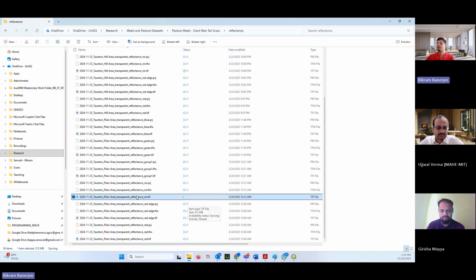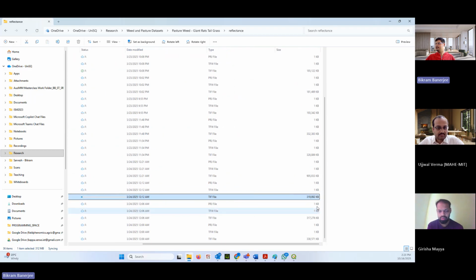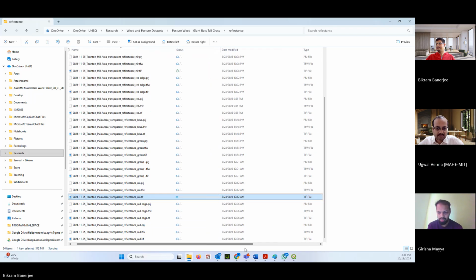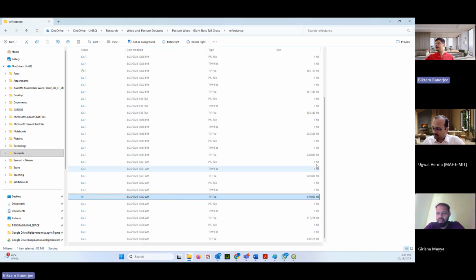So if you look at the size of the data set, you will see the plain is quite small, and it's interesting. The actual space, the region of the plain is quite small in size, but it is higher in data dimension for some reason. I think it is because we have flown much closer to the ground. I can tell you exactly how close to the ground it was. I can send you that.